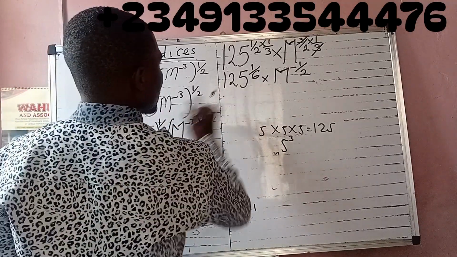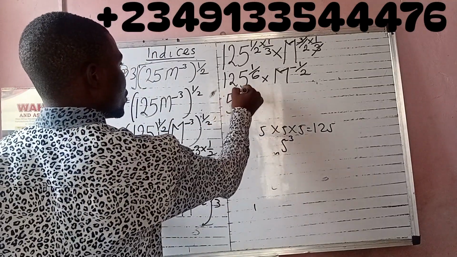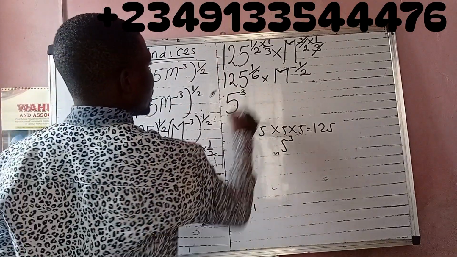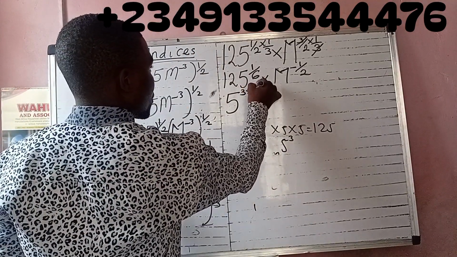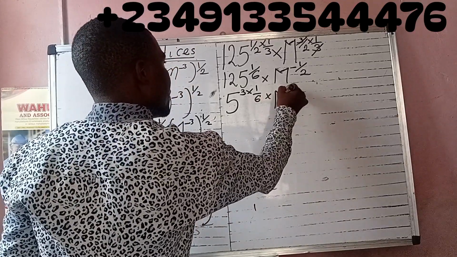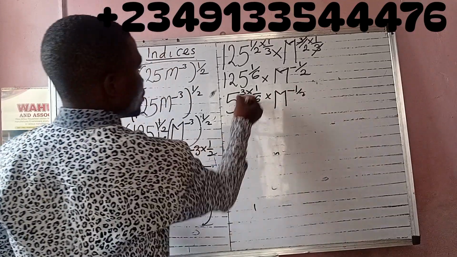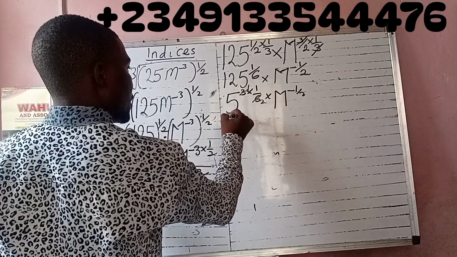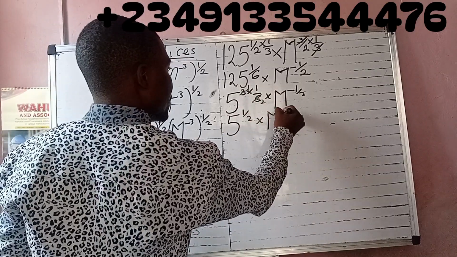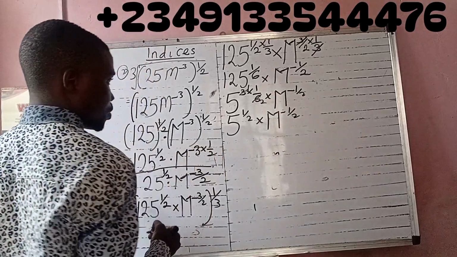So change this one. We have 5 to the power 3 here times 1 over 6, then times m to the power minus 1 over 2. So 3 here, 1, 3 here, 2. We are left with 5 to the power 1 over 2 times m to the power minus 1 over 2.